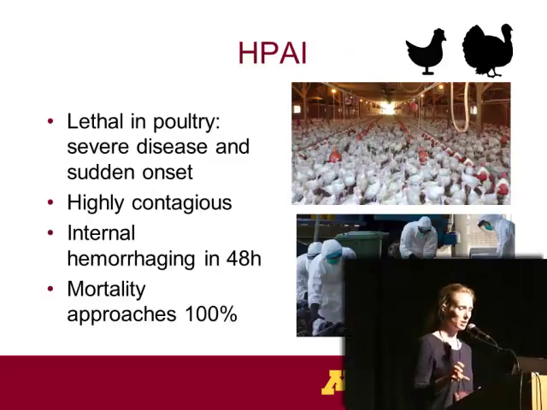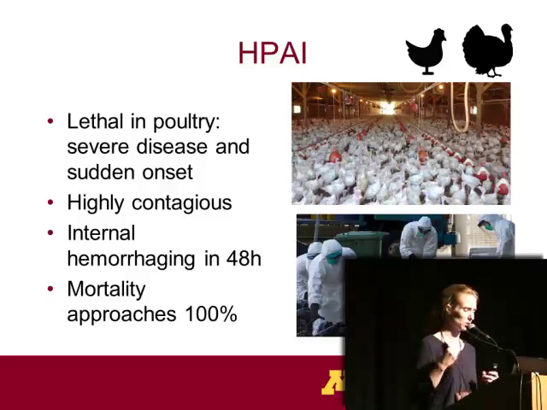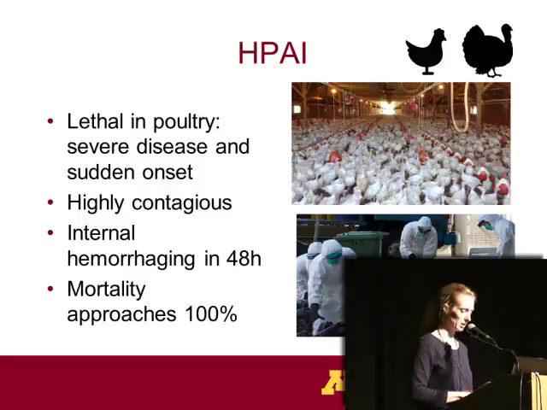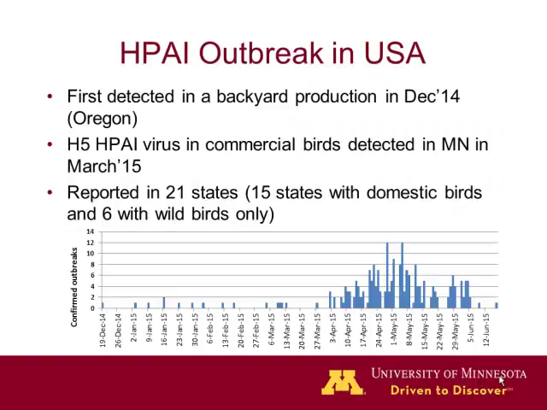Looking more into the highly pathogenic strains, we know that they are lethal in poultry. They create very severe disease, and they are very acute. They have a very sudden onset. They are highly contagious, and they produce a very impressive disease right after the beginning of the onset. What you see in those birds is an internal hemorrhaging syndrome. The virus spreads systemically, and it's pretty acute, and you can see mortality approaching 100% in these facilities.